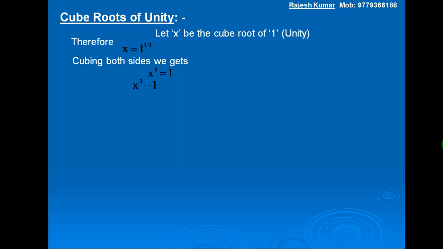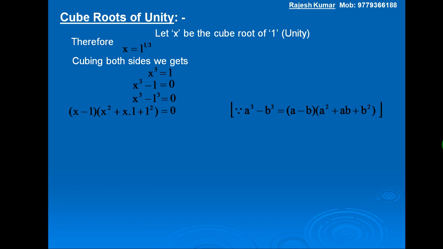or x cube minus 1 is equal to 0. That is, taking 1 from the right hand side to the left hand side, the sign gets changed. Or x cube minus 1 cube is equal to 0, as 1 can be written as 1 cube. Or (x minus 1) into (x square plus x into 1 plus 1 square) is equal to 0.